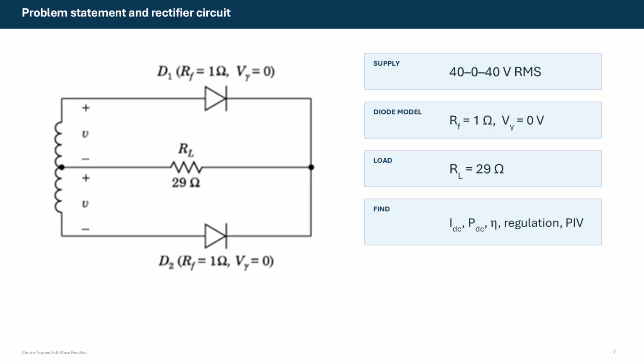The center tapped secondary is rated 40-0-40 volts RMS. This means each half secondary supplies 40 volts RMS with respect to the center tap. Each diode has 1 ohm forward resistance. Its threshold voltage is taken as 0 and the load is 29 ohms. We must find the DC load current, DC load power, efficiency, regulation and PIV.